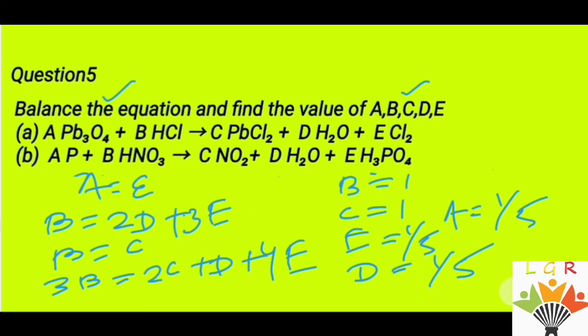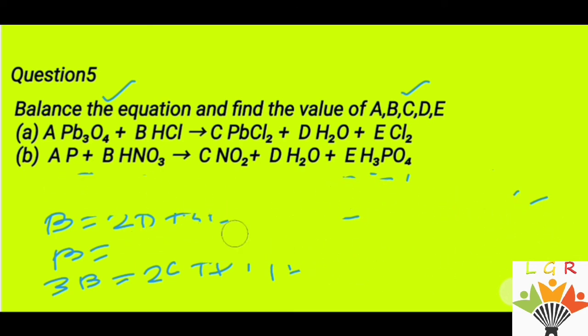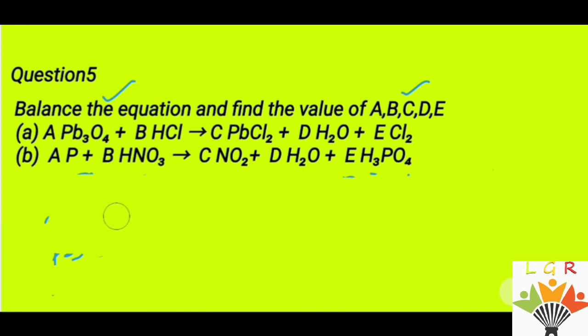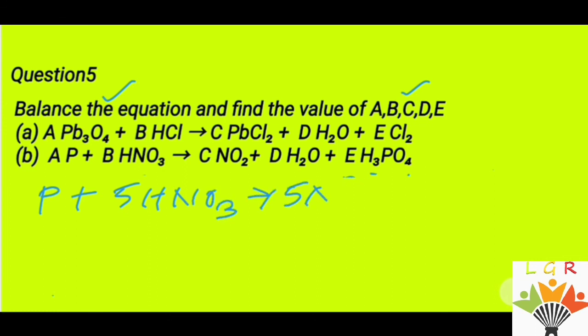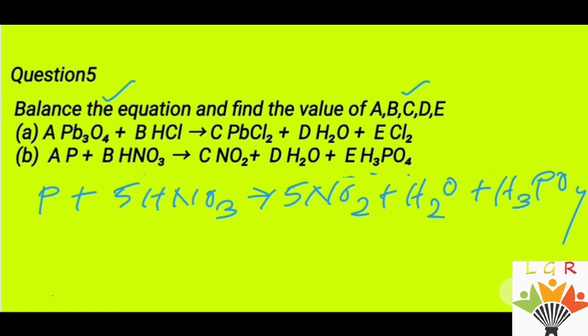But you need to write the balanced equation again. So now let us write the balanced equation here. The balanced equation is P plus 5 HNO3 will give you 5 NO2 plus water plus H3PO4. Is it clear, children?